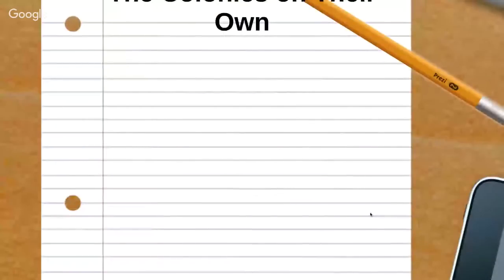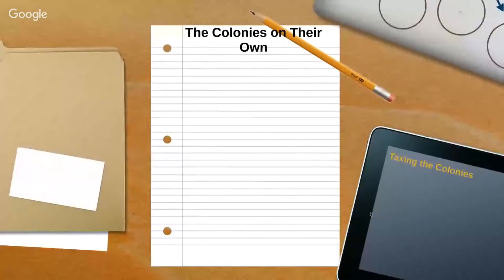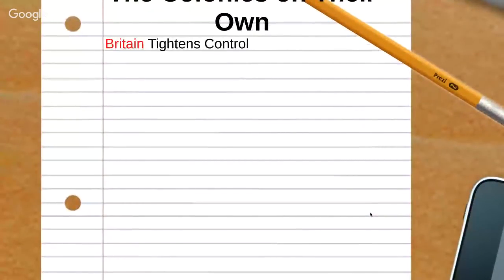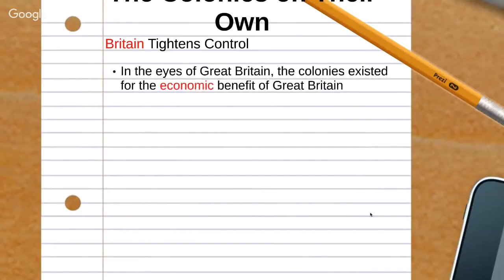So, colonies on their own. All right, the colonies on their own. So first we have Britain. And what happens here is Britain begins to tighten its control over the colonies. So in the eyes of Great Britain, the colonies only existed for the economic benefit of Great Britain. It was sort of like an outpost of Great Britain.